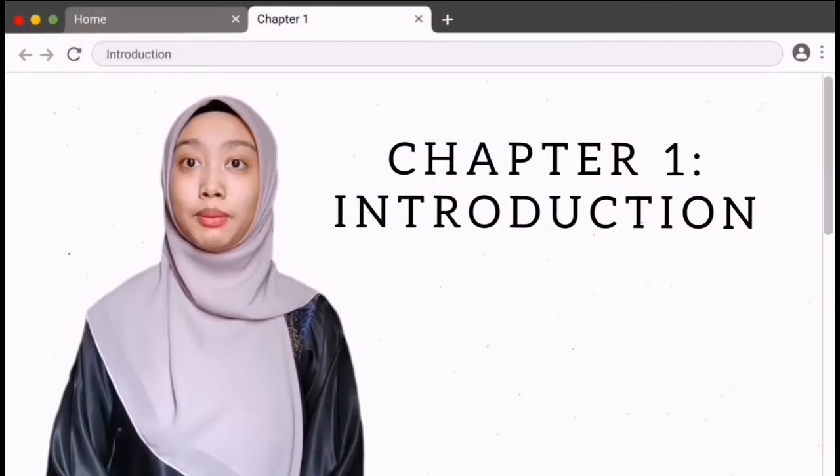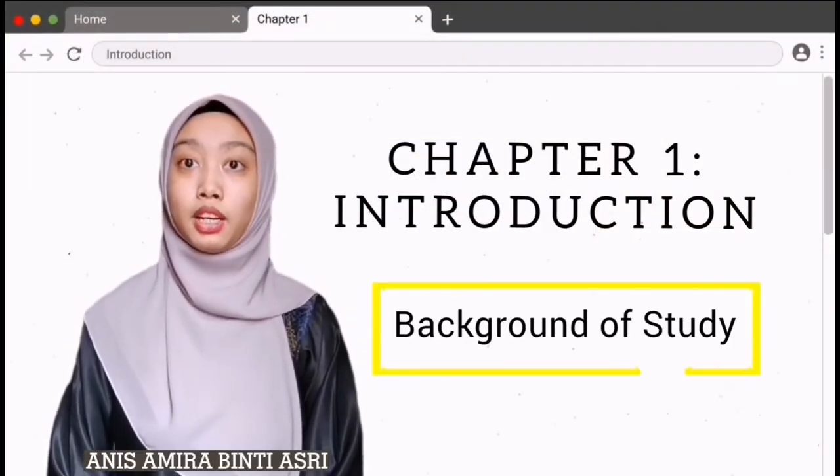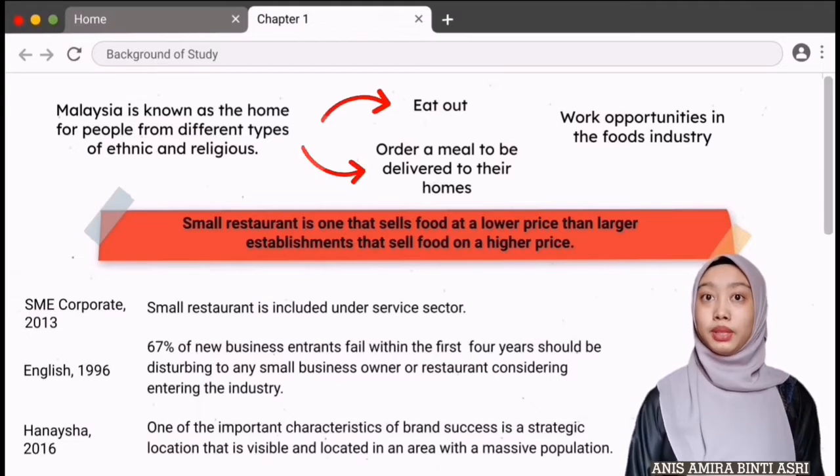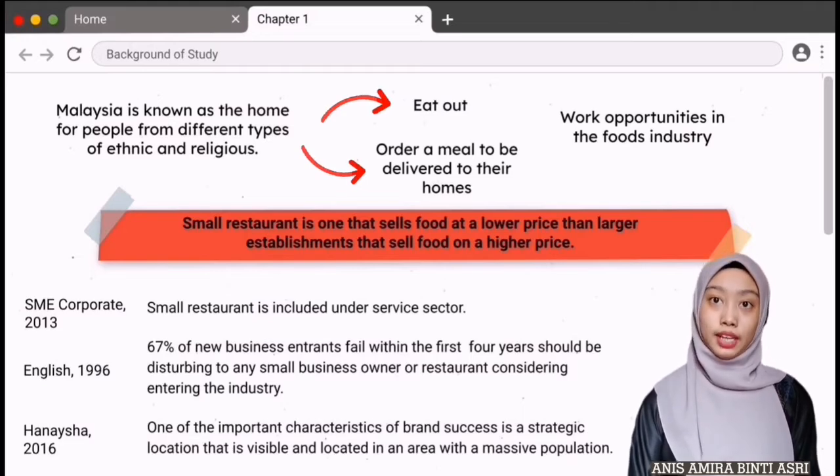Now we will start with chapter 1, which begins with the background of the study. Malaysia is known as the home for people of different ethnicities and religions. As a result, people are more familiar with a wide variety of foods from different backgrounds. People are more likely to eat out or order a meal to be delivered to their homes as their lifestyles and technology have been evolving, such as ordering food online.